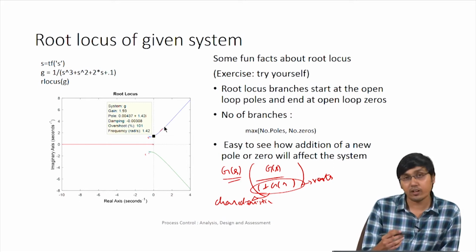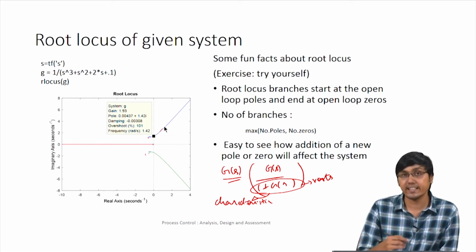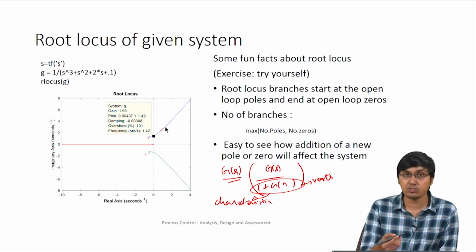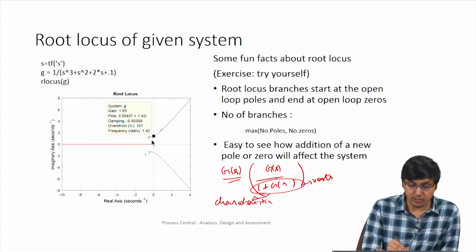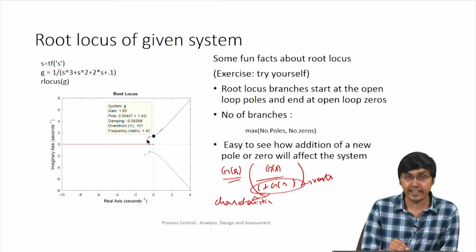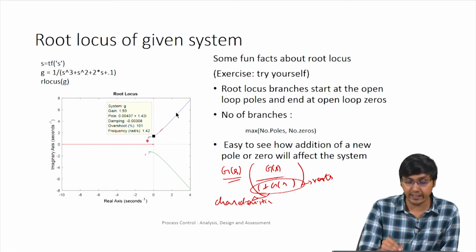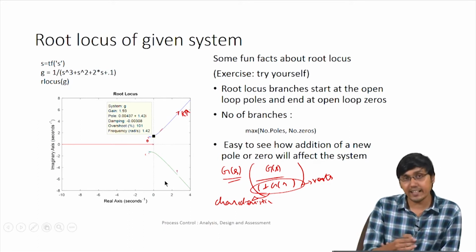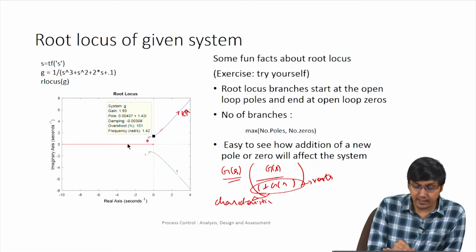So with respect to how the gain changes: if you change the gain, how is it going to vary? It starts when gain equals 0, and then as gain increases, how is it going to go? Clearly we can see that when gain increases, it moves like this.